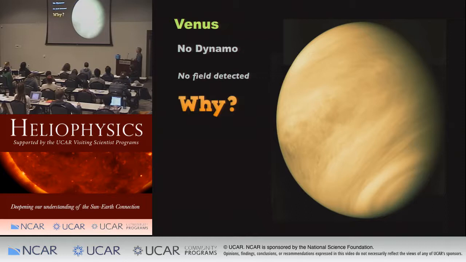So that's the Earth, going on to Venus, the twin of Earth, but there's no field detected. Venus doesn't have a dynamo. It's about the same size as the Earth, but no field detected. Any ideas why? Yeah, that's part of it. So no volcanoes. So what does that tell you about the surface? Yeah, it's not moving.